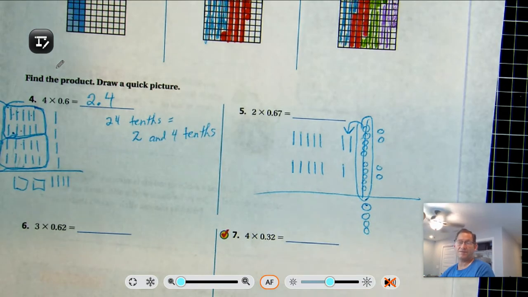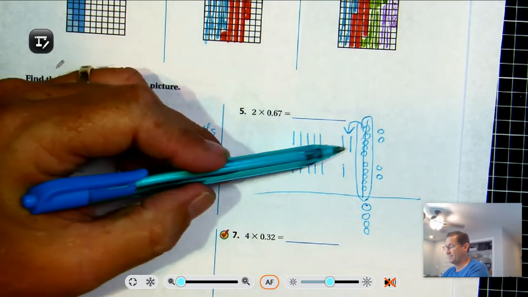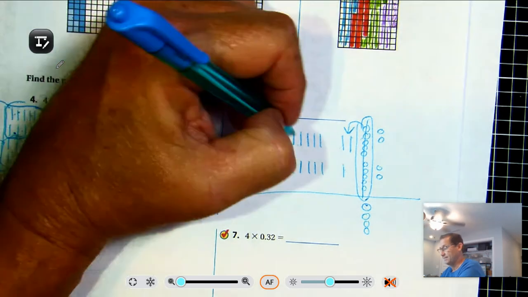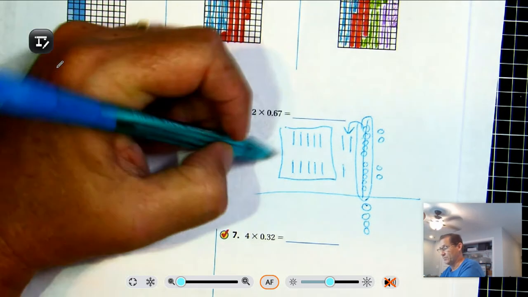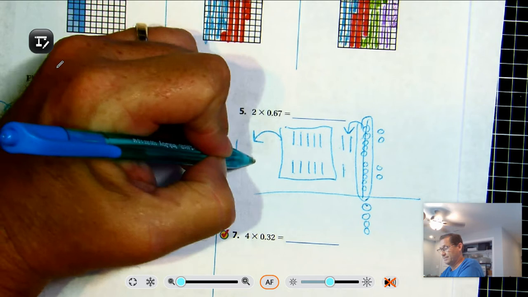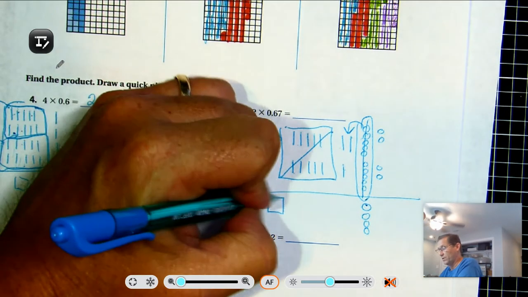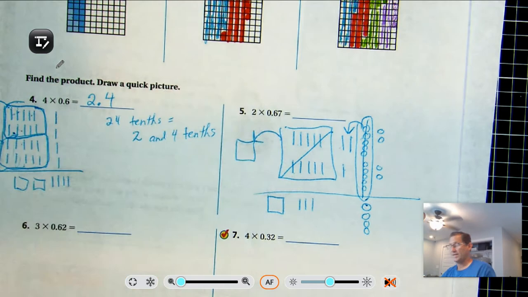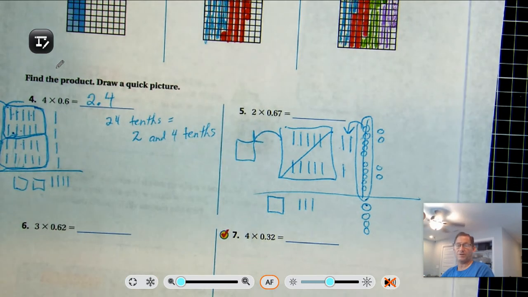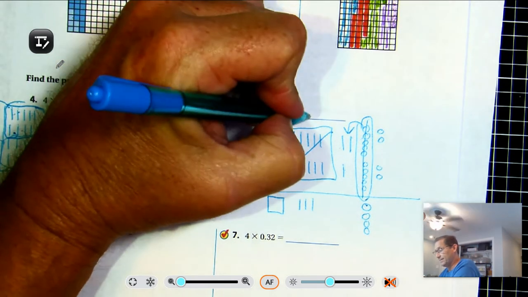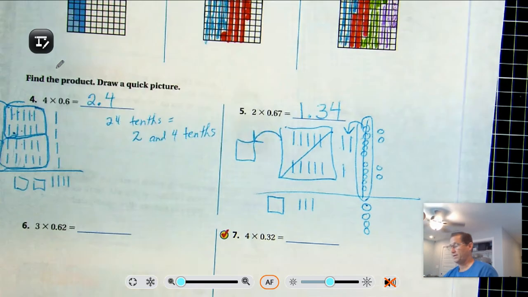Okay, now how many tenths do we have? We have 5, 10, 11, 12, 13 tenths. Well, I can take 10 of those tenths and trade them for 1 whole. So I have 1 whole, 3 tenths, and 4 hundredths. So 1 and 34 hundredths.